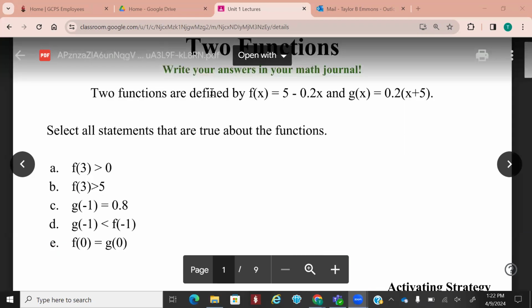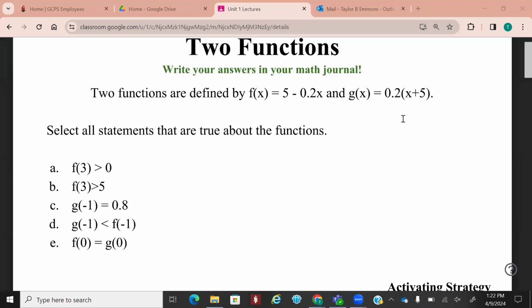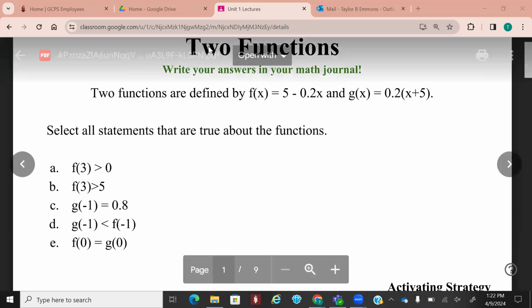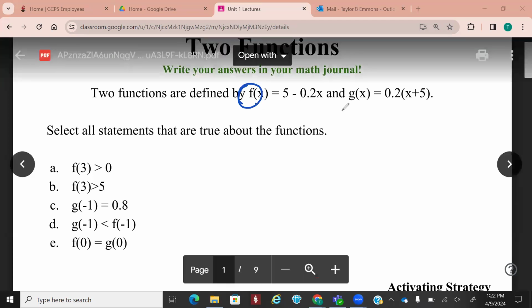All right, so on to the next page. Two functions are defined by this. Select all the statements that are true about the function. So we've got two different types of functions, f and g. When it says f of 3, we're going to take 3 and plug it into f for our x value. So we're going to say 5 minus 0.2 times 3, and we're going to type that into our calculator, and that's going to give us 4.4.